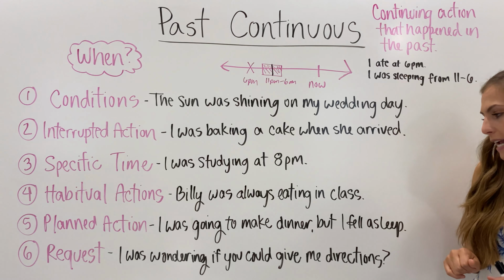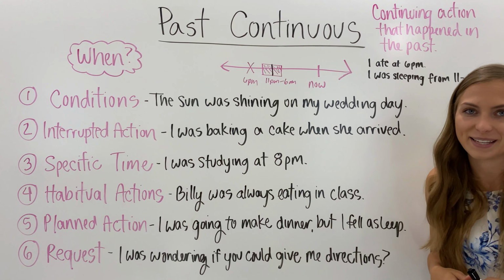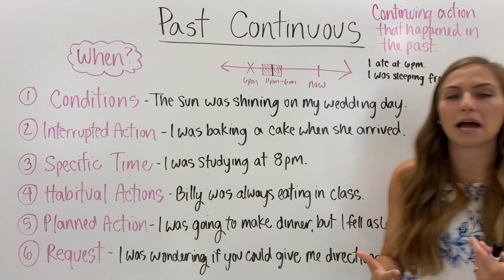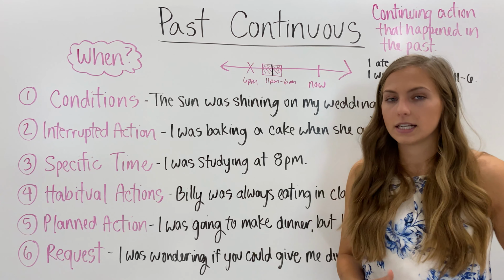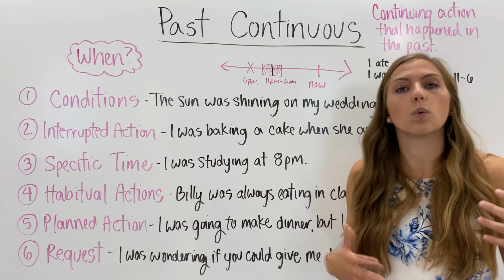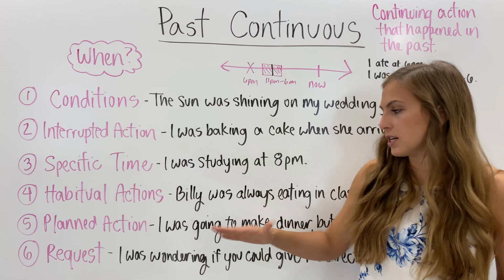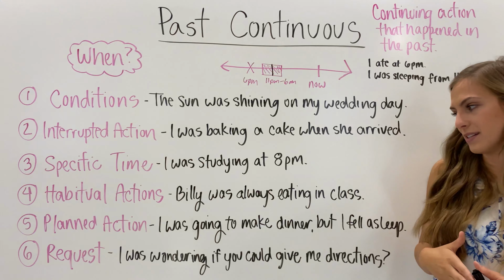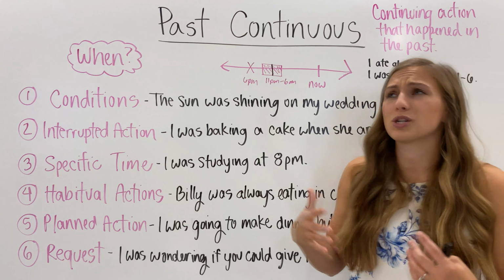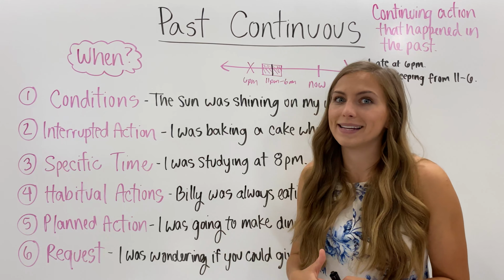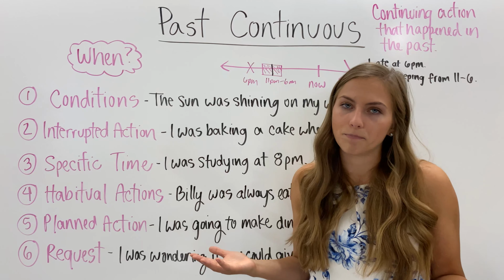All right, number five, planned action. I was going to make dinner, but I fell asleep. All right, anytime we have something that we planned in the past, it was a planned event or situation, we can use the past continuous. I was going to make dinner, but I fell asleep. Oh, I was going to call you yesterday, but I ran out of time.